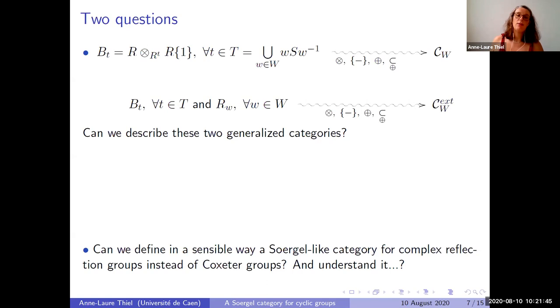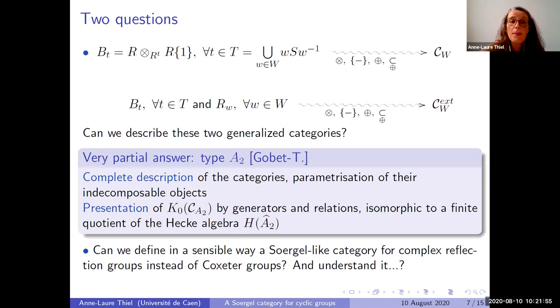Okay, and so I will just end the first part of my talk by giving you a very partial answer to the first question. I will not really go into details, just tell you that this very partial answer exists, and it's only in type A2 for the symmetric group S3, and it's a result in collaboration with Thomas Gobet also. It's a little note where we give a complete description of both these generalized categories. We can parameterize their indecomposable objects, and we give a presentation by generators and relations of the first one.